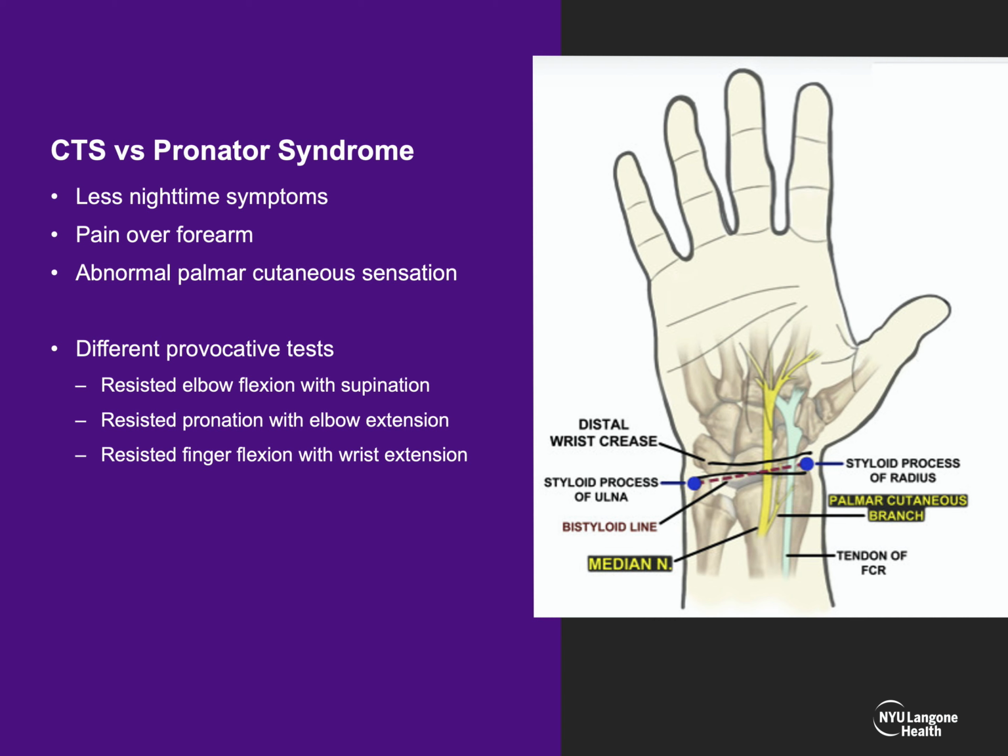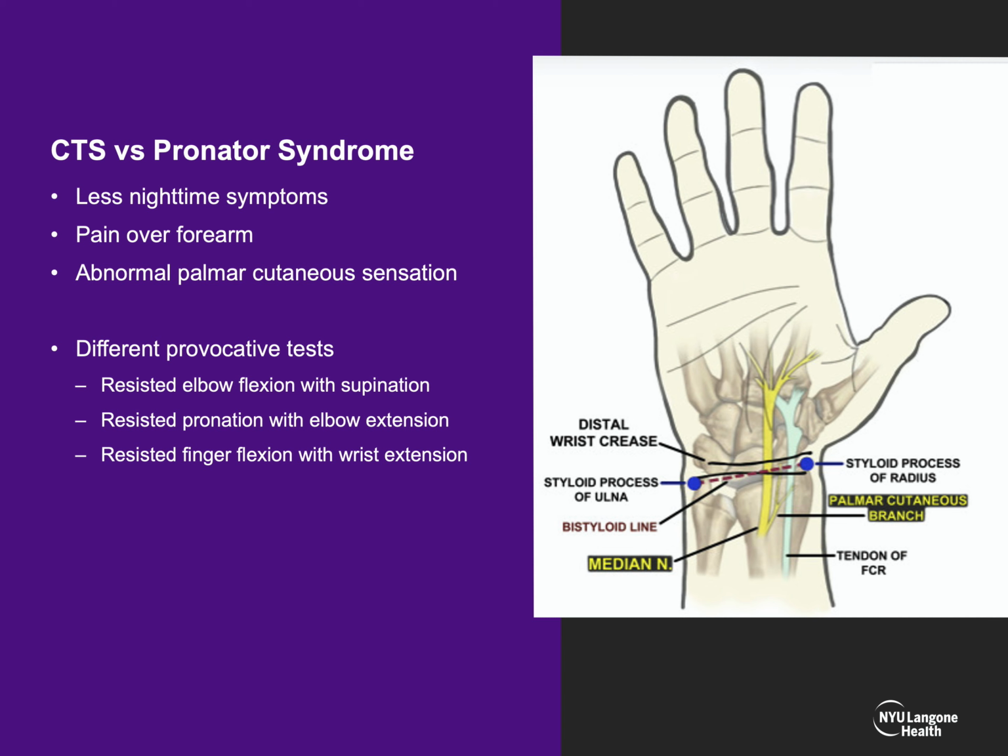Resisted pronation with elbow extension. What does that do? Well, it's the opposite, but that's if it's at the two heads of the pronator. So you're flexing the pronator, forcing the pronator to work harder, and you're extending the elbow, so you're putting more tension on the pronator. Because the pronator, of course, originates from the medial epicondyle.